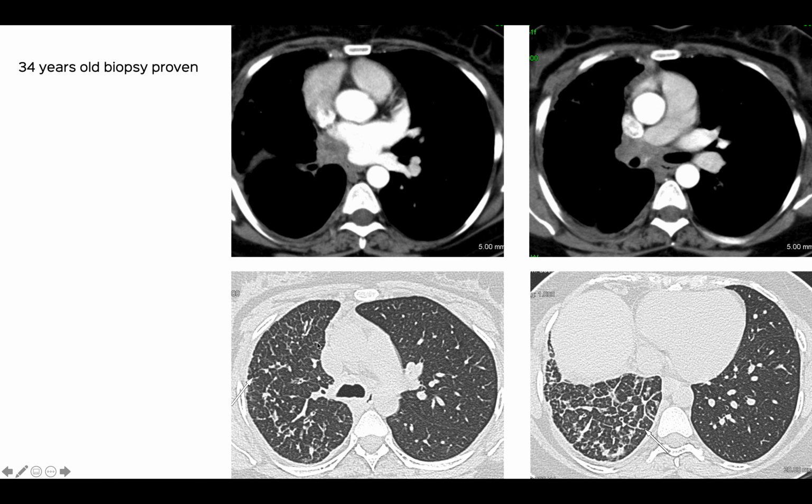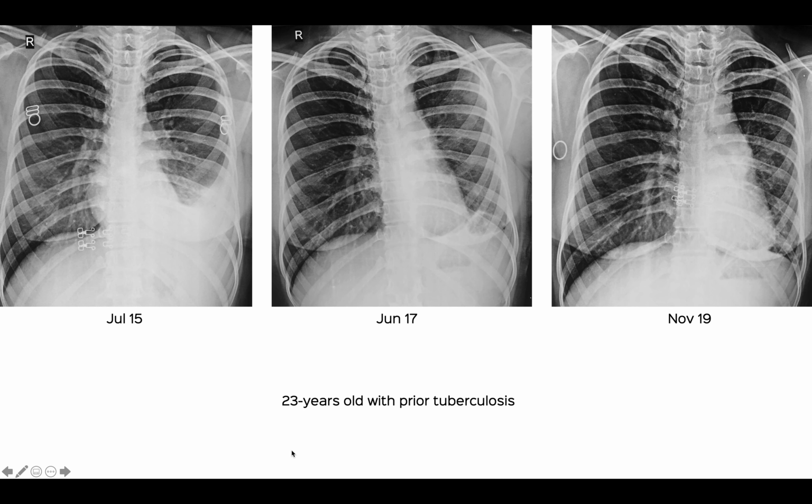But over a period of time, there is volume loss and the lung starts looking dysplastic. So, along with the septal thickening, there are these reticular opacities that start appearing. And this is something we've been seeing consistently now in many patients.